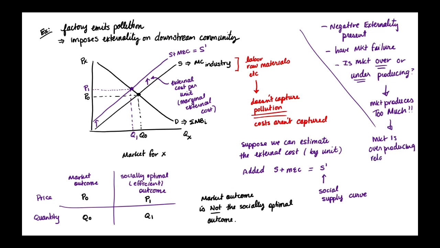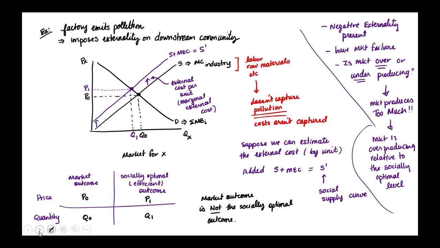Overproducing relative to the socially optimal level. It's allocating too many resources to the production of this task, right? Because the socially optimal level is Q1, but the market's producing Q0. The market is over allocating, it's overproducing. Everybody with me there? So the market produces too much. And if the market's producing too much, it can't be efficient. So that's the case of a negative externality or an external cost. Everybody with me?